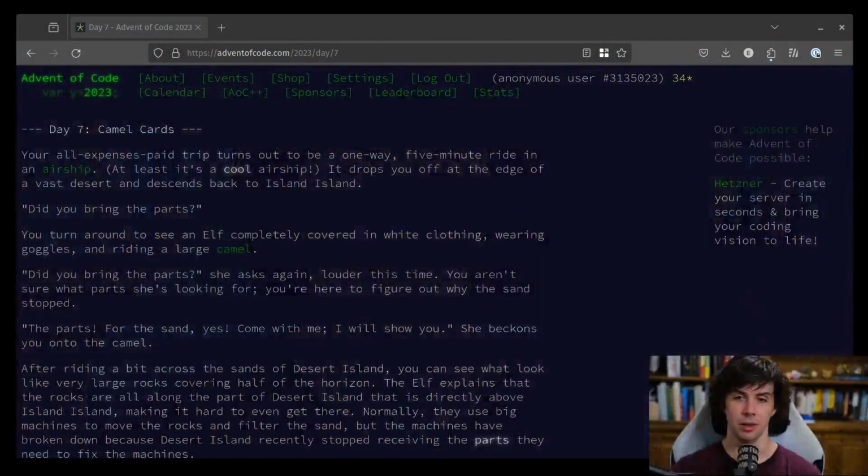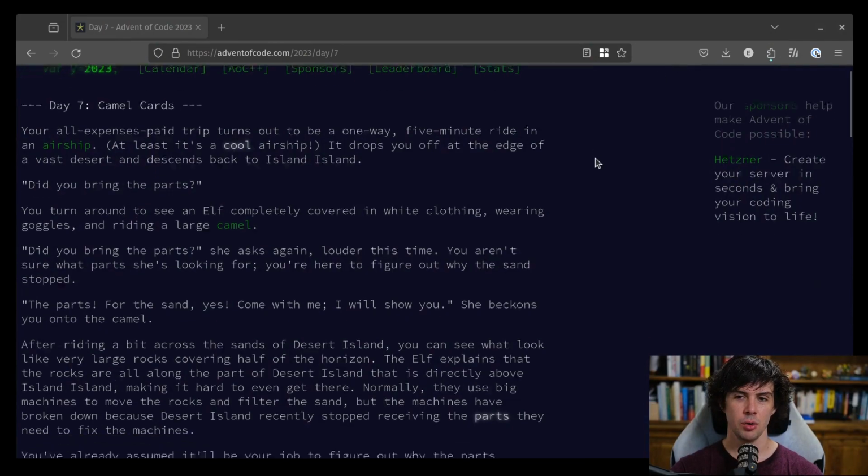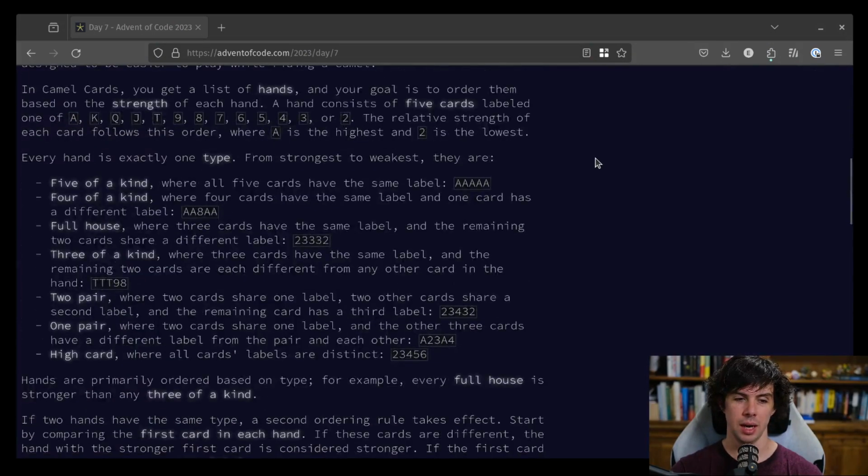Today we are playing a little bit of camel poker, apparently. So in this problem, we are given a list of hands made up of 5 cards, very similar to playing cards. You know, we got values ace, king, queen, jack, don't know what the T is, all the way down to 2.